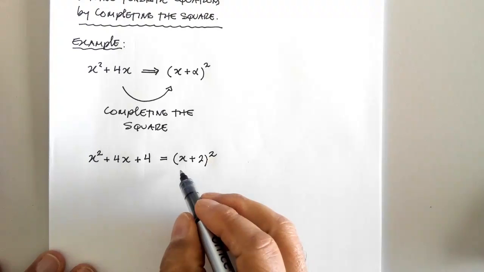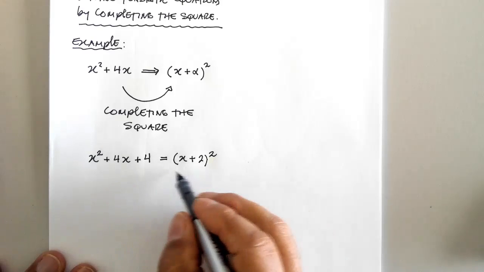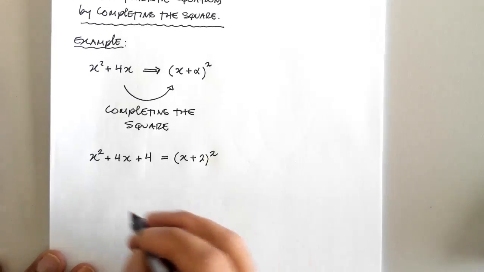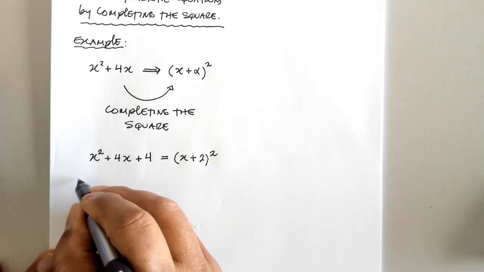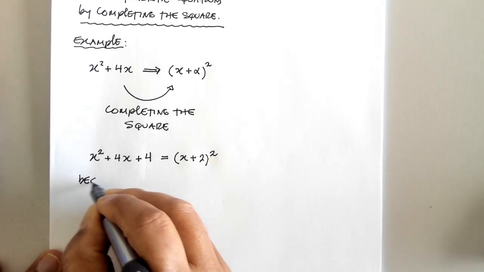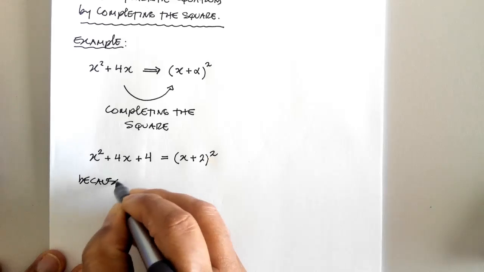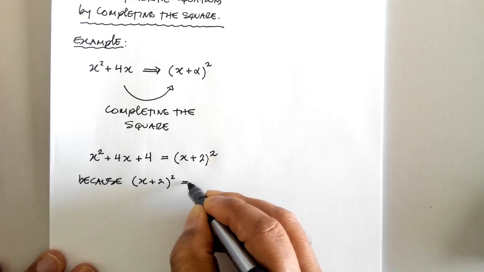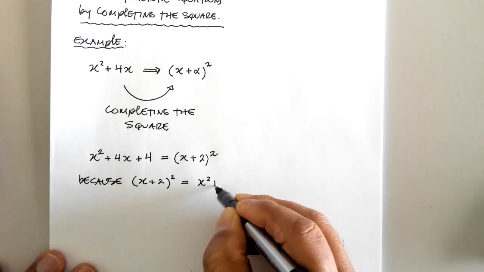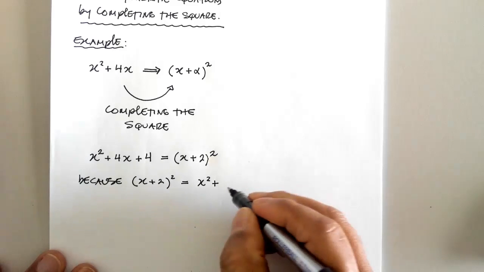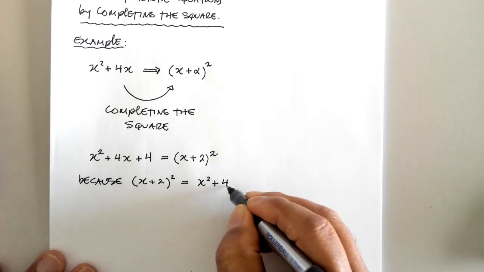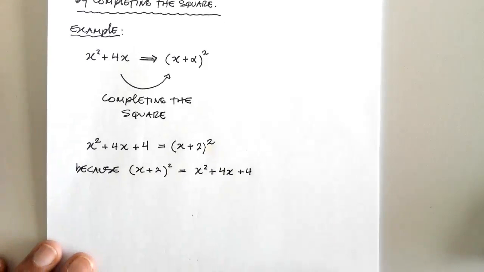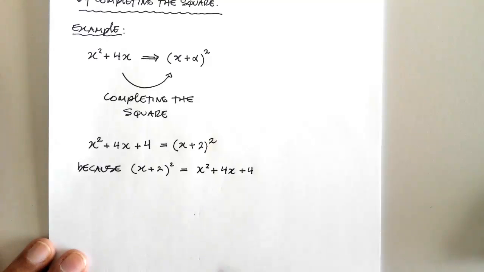Now, when you expand this, obviously you're going to have that. Let's say that is true, because x plus 2 squared is equal to x squared plus 2 times this by this, so 4x, and then plus that one squared. So I mean that it works.